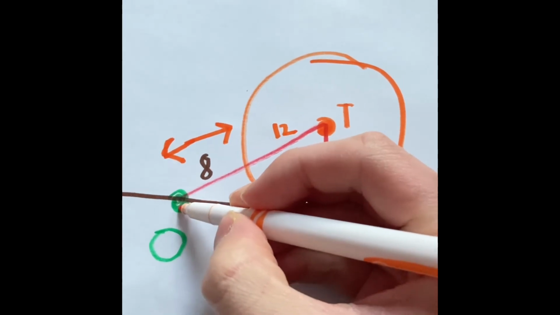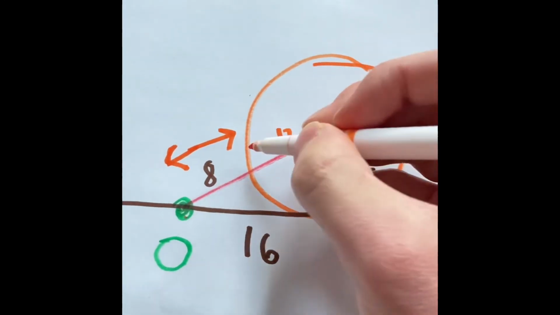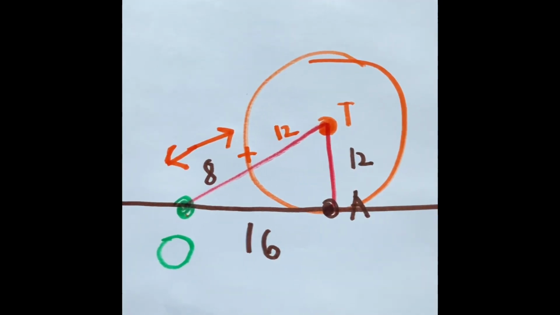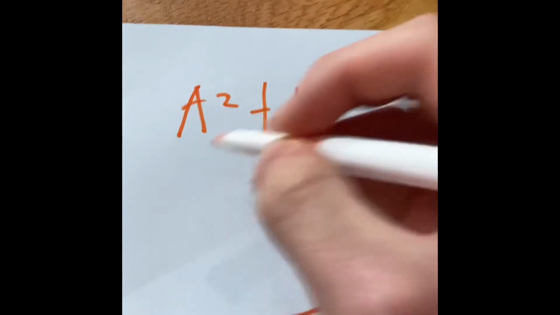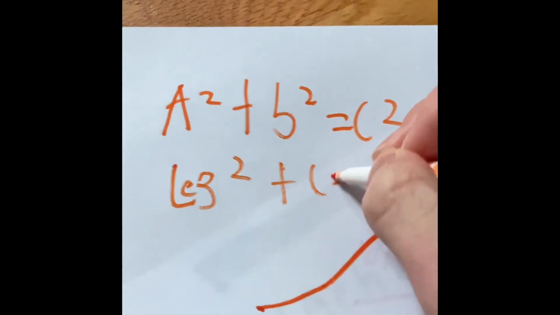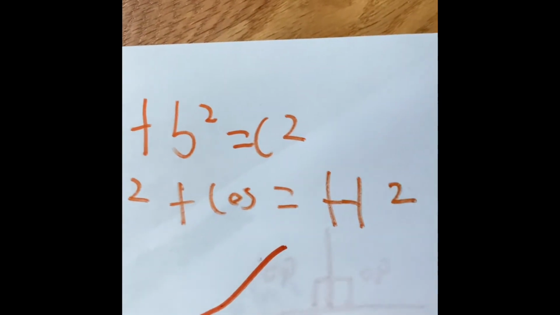From point O to point T, we have 8 plus 12, because that makes the hypotenuse. And when you're working with the right triangle, it comes back to the Pythagorean Theorem, because we have a squared plus b squared equals c squared, or in some schools, leg squared plus leg squared equals the hypotenuse squared.